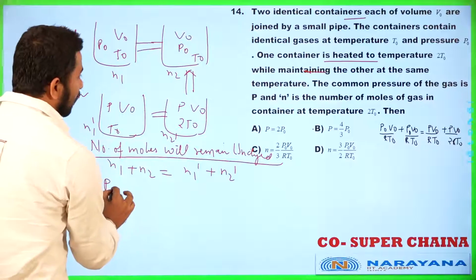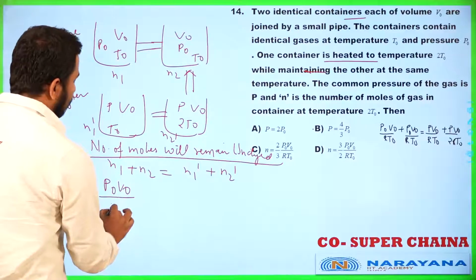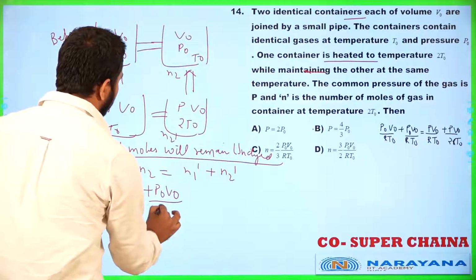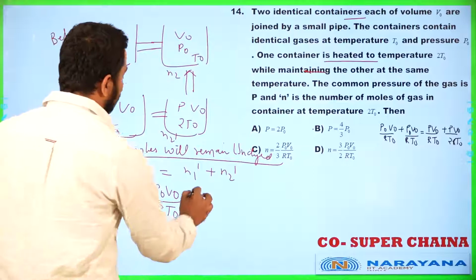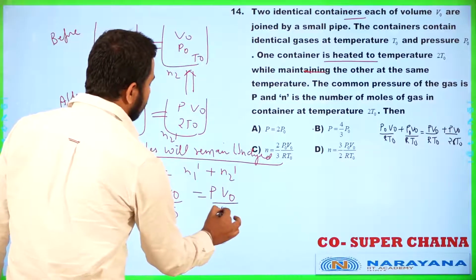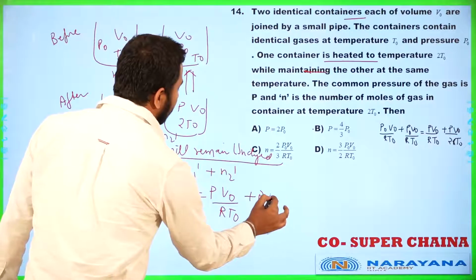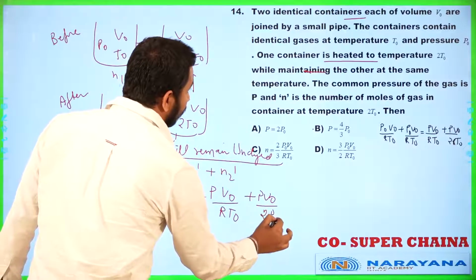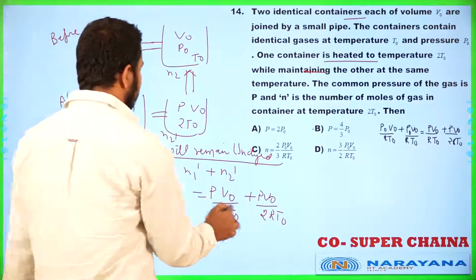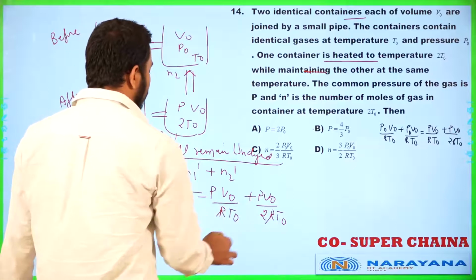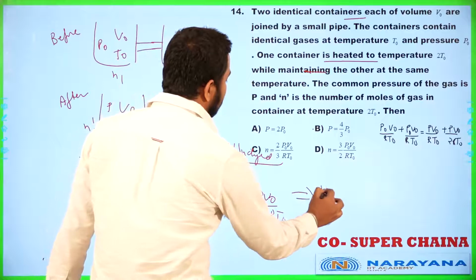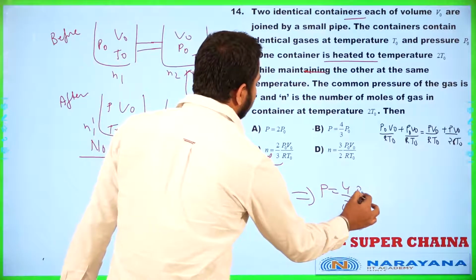If I write in terms of the number of moles, I get P0V0 by RT0 plus P0V0 by RT0. This container has pressure P, so I write PV0 by RT0, and this one has pressure P, so PV0 by 2RT0, because the temperature here is 2T0. If we simplify this, all the R terms cancel, and we get the relationship between P and P0. So from here we get P as 4 by 3 P0, right?